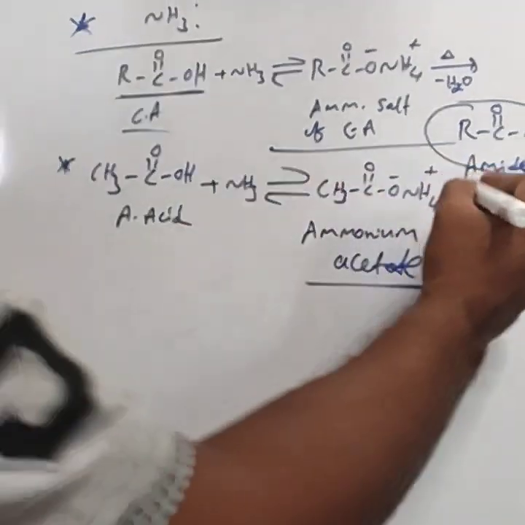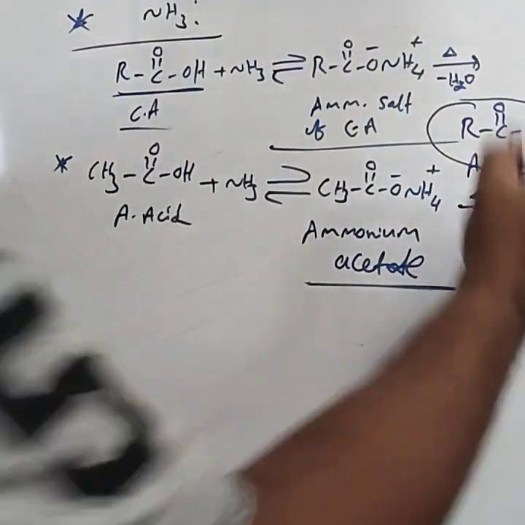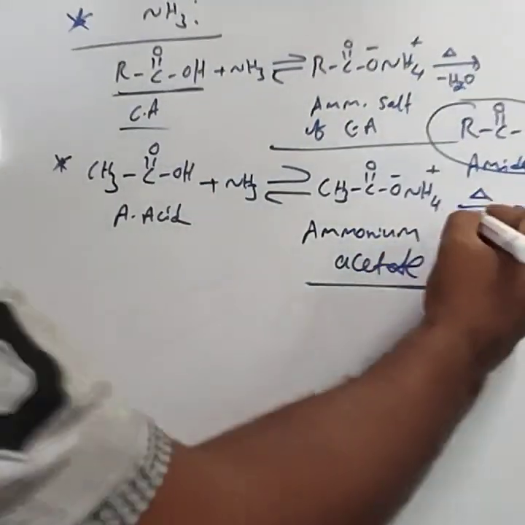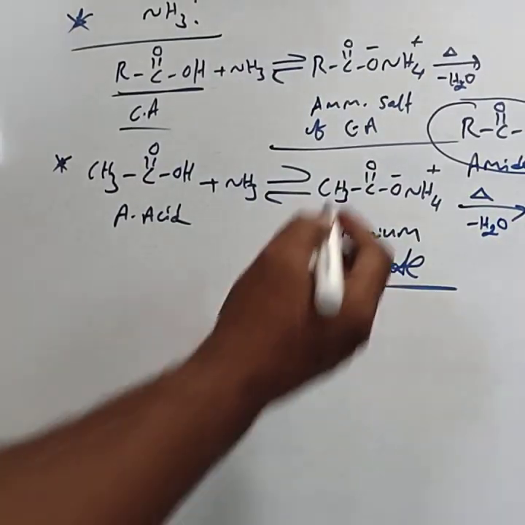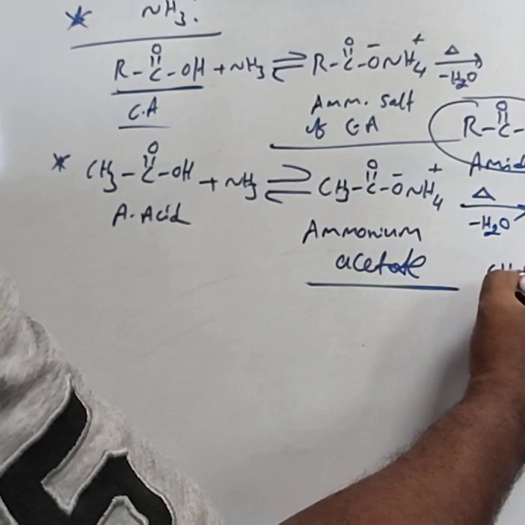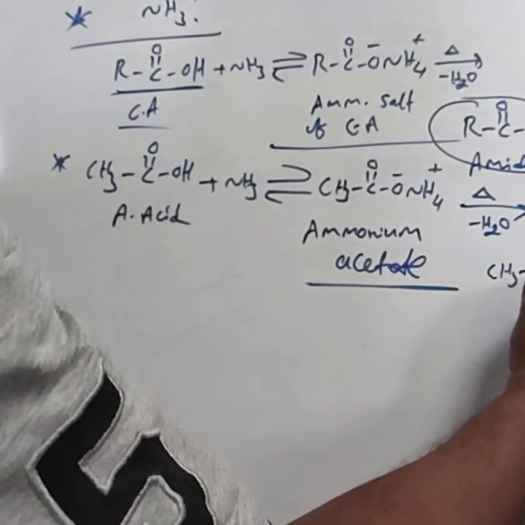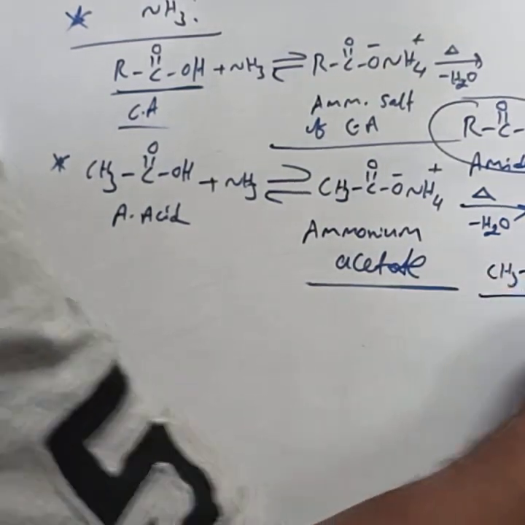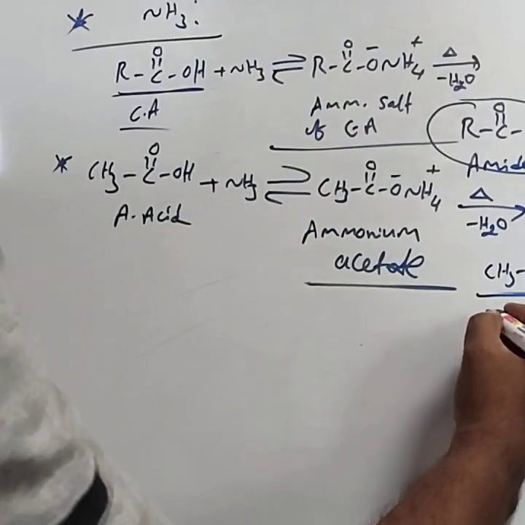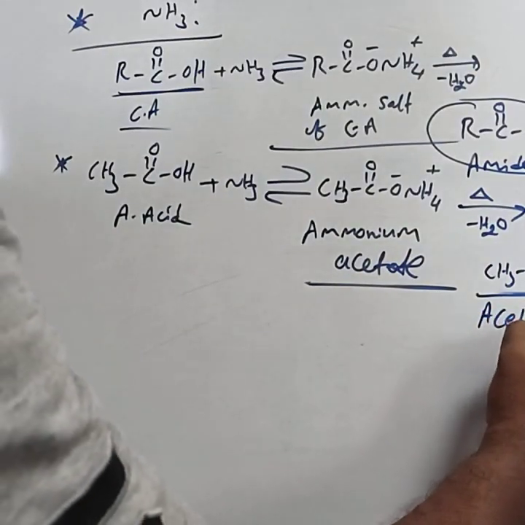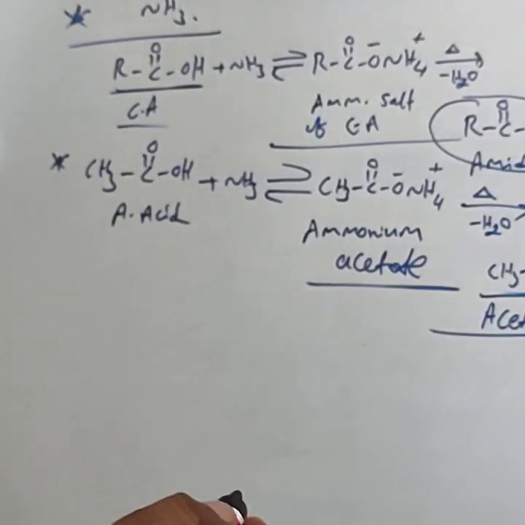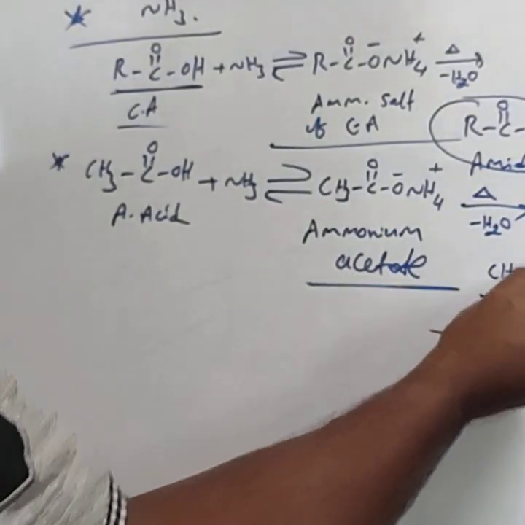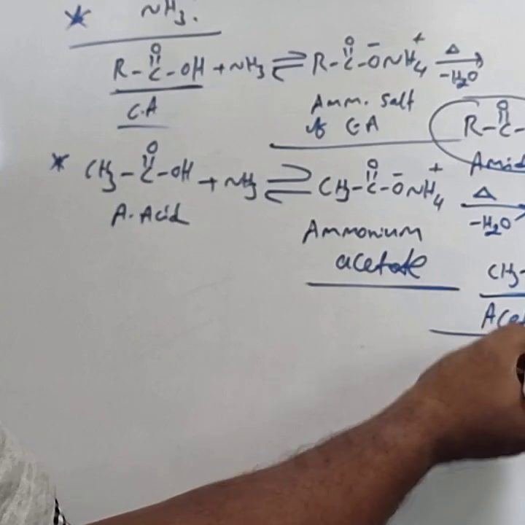Ammonium acetate on thermal decomposition, remove the water molecule. Then you write the product formed. The product formed is CH3CONH2. CH3CONH2 is commonly called acetamide. It is an amide, an acid amide. The name of that acid amide is acetamide. Very important one.